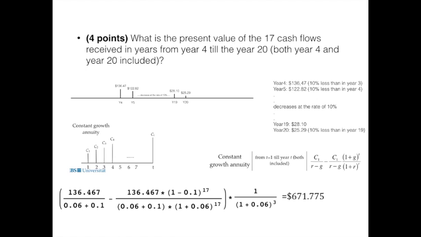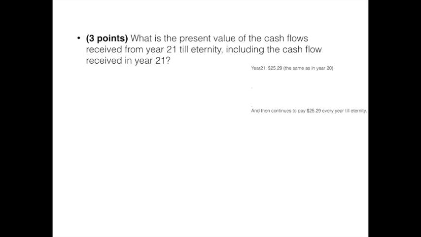Okay. Let's move on. What is the present value of the cash flow stream received from year 21 till eternity, including the cash flow received in year 21? So how does this look? The first cash flow is 25.29, and it goes on like that until eternity, forever. So this is our cash flow stream.